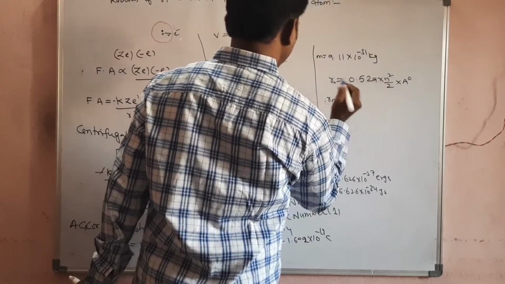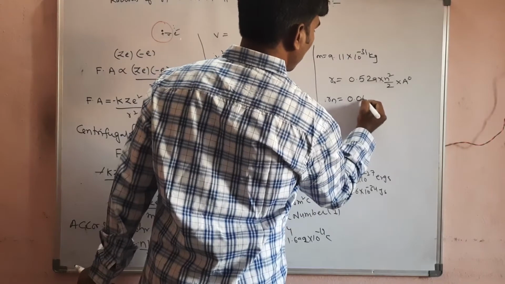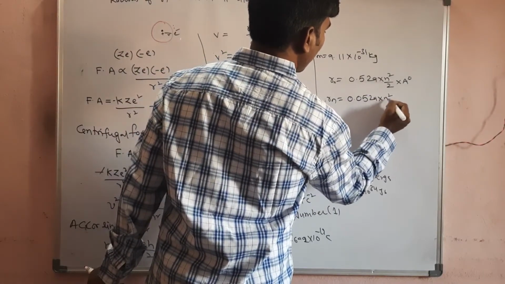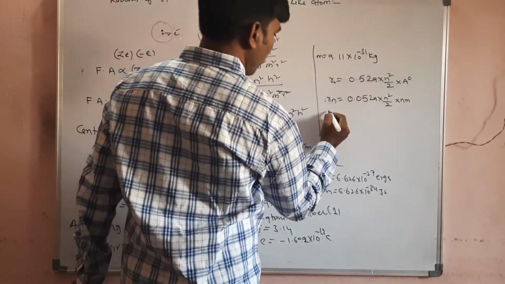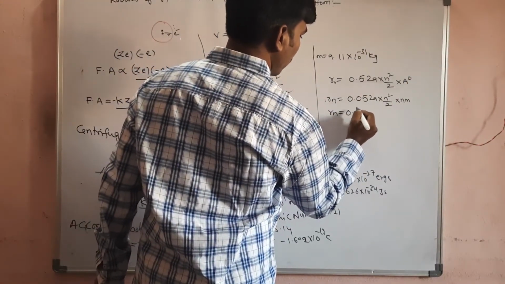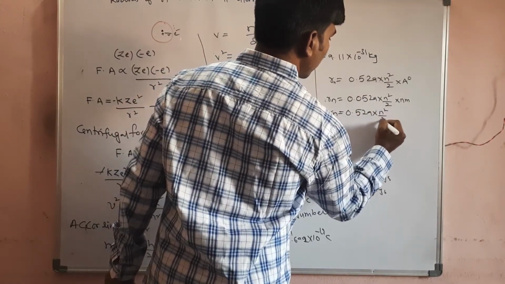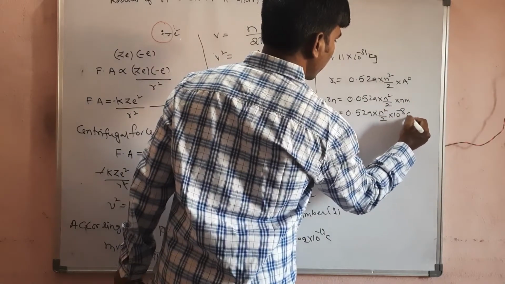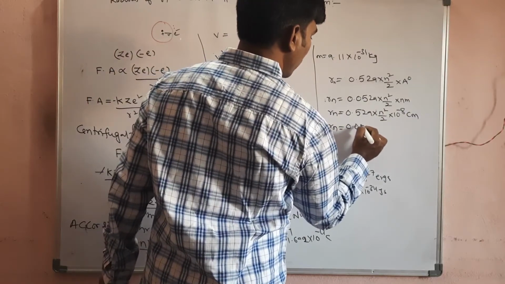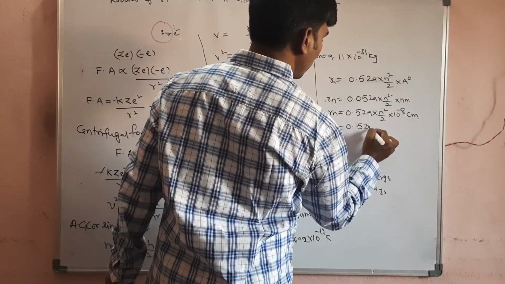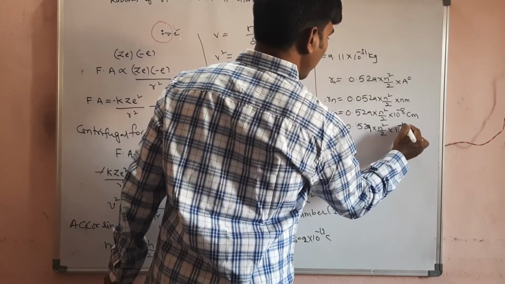Then Rn is equal to 0.0529 into n square by Z in nanometers. If you convert into nanometers, a factor of 10 will come. Then Rn is equal to 0.529 into n square by Z into 10 to the power of minus 8 centimeters. 1 angstrom is equal to 10 to the power of minus 8 centimeter. Rn is equal to 0.529 into n square by Z into 10 to the power of minus 10 meters.